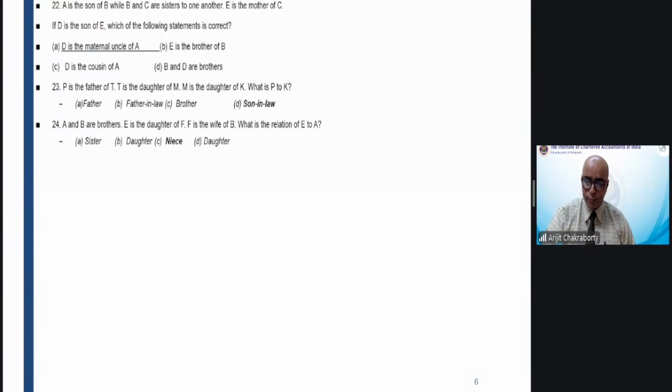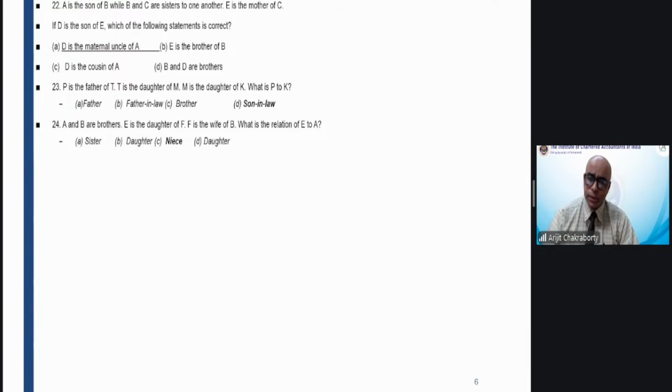A and B are brothers. That means both are male. E is the daughter of F. F is the wife of B. Okay, so A and B are both male, they are brothers. B's wife, let us call her F. F is the wife of B. E is the daughter of F. That means E is female and E's mother is F and E's father is B. The question is, what is the relation of E and A?